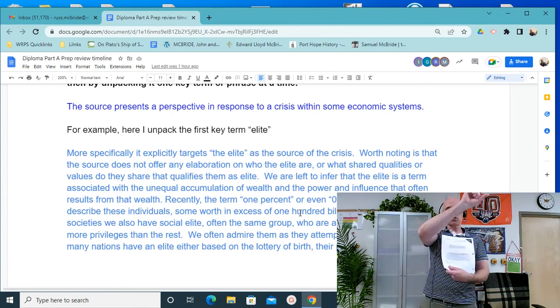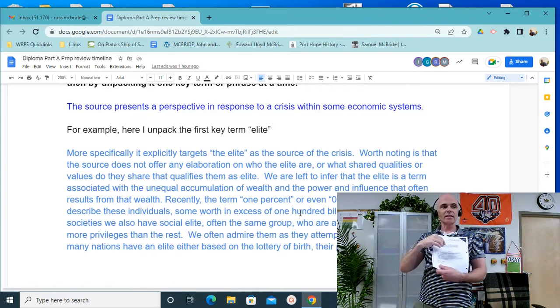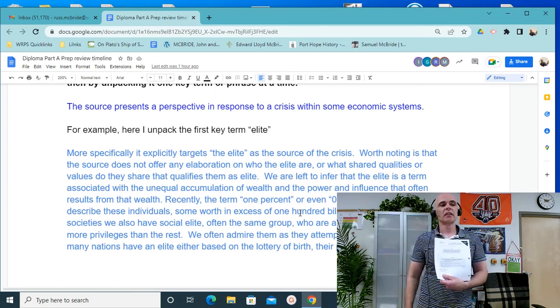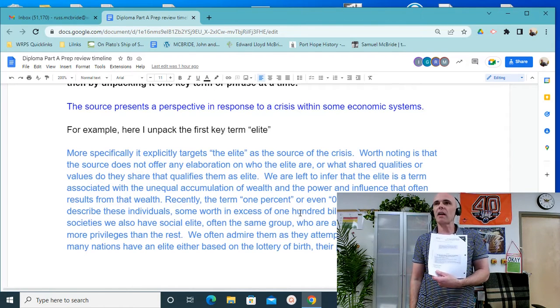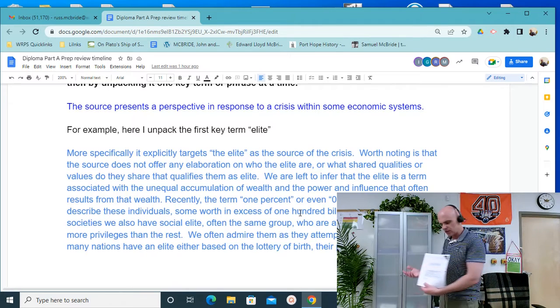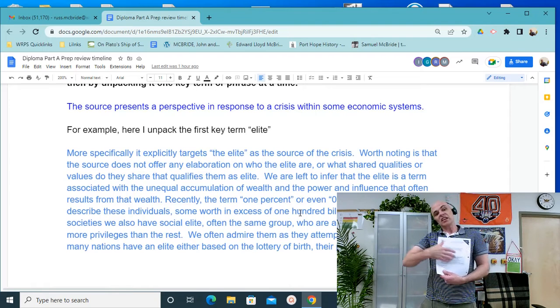So my first sentence, the source presents a perspective in response to a crisis within some economic systems. My next sentence, more specifically, it explicitly targets the elite as the source of the crisis. Worth noting is the source does not offer any elaboration on who the elite are or what shared qualities or values they share that qualifies or quantifies them as elite. So once I've unpacked that key term, now I'm going to say, well, here's the key term that they have, but maybe there's a vagueness surrounding the definition of that word. They haven't defined it. We can infer what they mean.